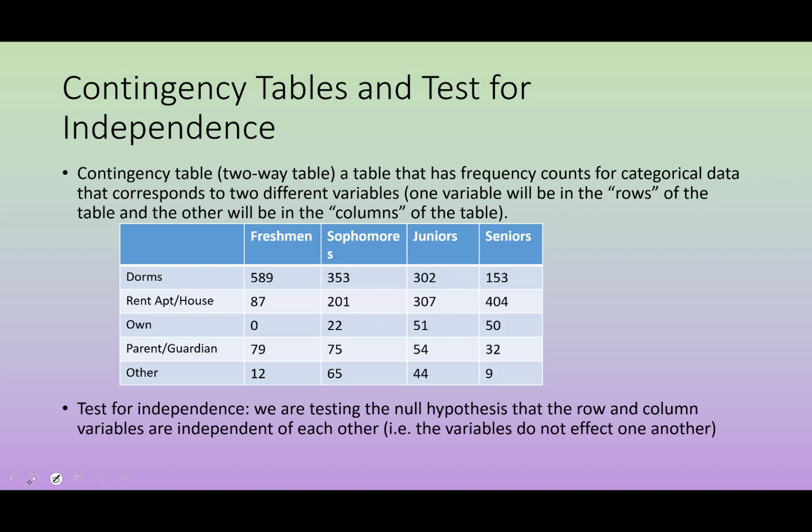Now when we say we're going to do a test for independence, what we're really looking at is we're going to test the null hypothesis that the row and column variables are independent of each other. So in this example, what we would be looking for is, does the grade level influence the living arrangements, or vice versa? So we are checking, are they independent or not?